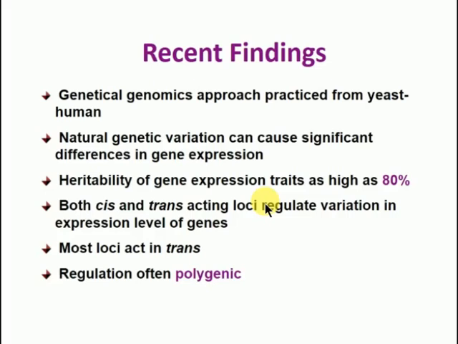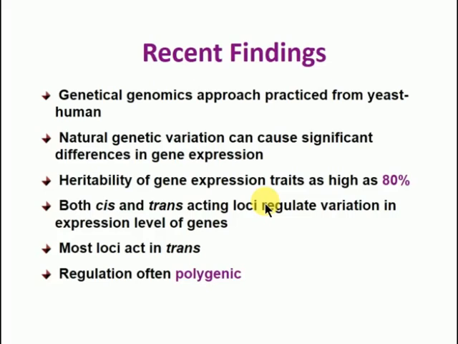And this property we call heritability. For some genes, the expression variation can be explained genetically by 80%. In other words, heritability of gene expression traits may be as high as 80%. So we know expression may vary intrinsically by genetic control and also by environment, but the genetic component may be as high as 80%.